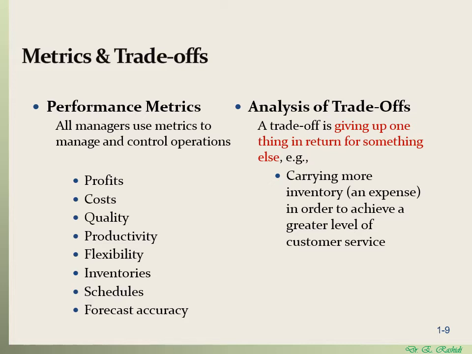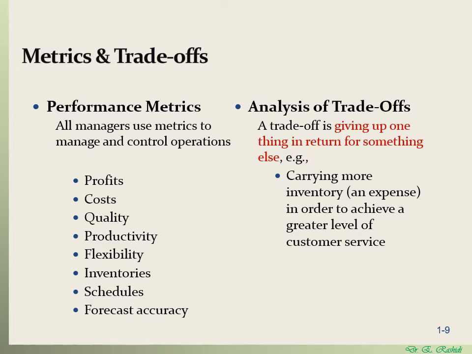Organizations and managers want to improve or maximize their profits. They want to decrease and minimize their cost. They want to improve their quality, improve their productivity. Other examples of these metrics are flexibility, the level of inventory, delivery schedule, and forecast accuracy, and many more.